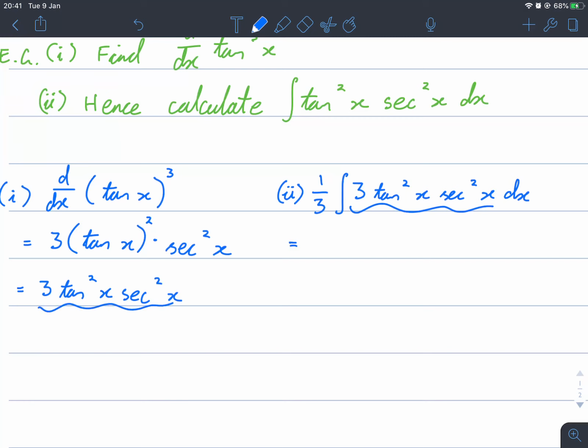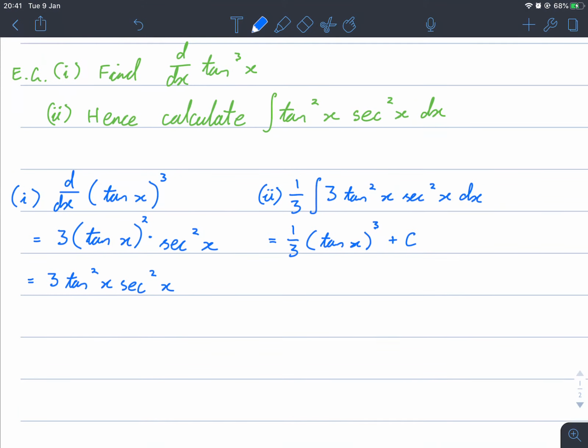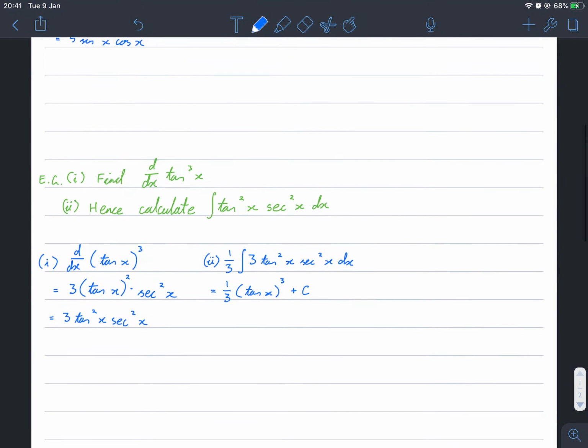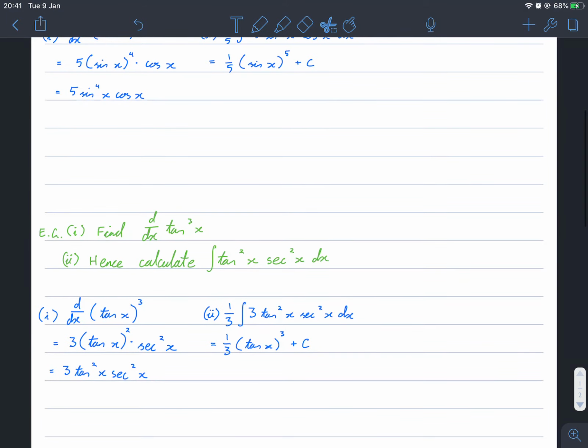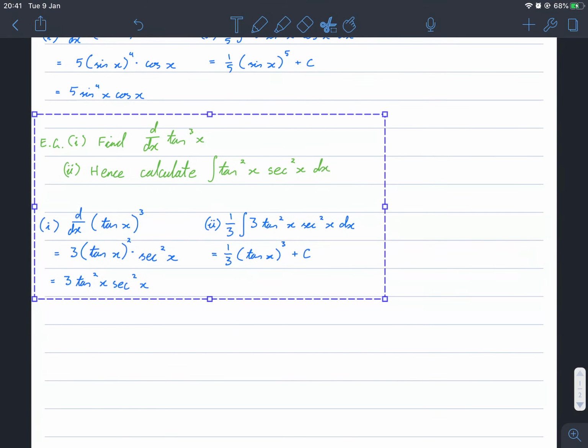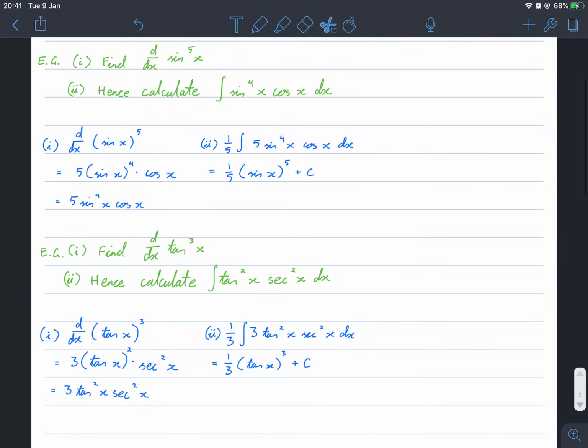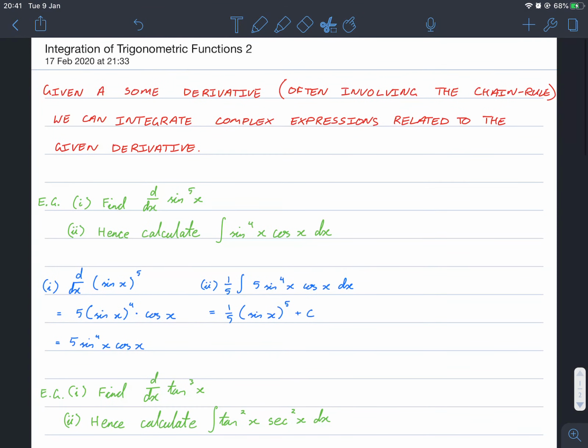Okay, now this gives us the expression that we have here. There's no need to think about what that integral is, because we already have the starting point here. So this is going to be 1/3 of tan x raised to the 3 plus c, once again, because it is an indefinite integral. Right, so I hope that gave you an insight into solving complex integrals given an initial derivative. So hope to see you in the next video. Best of luck.